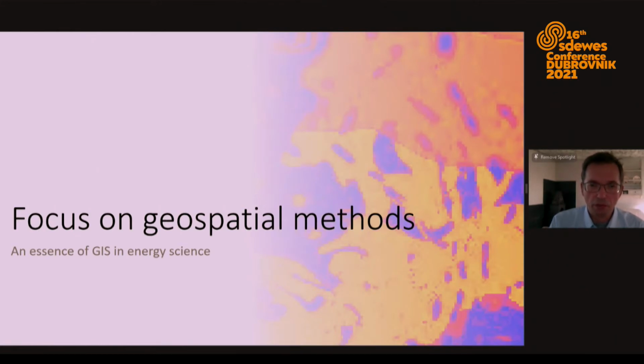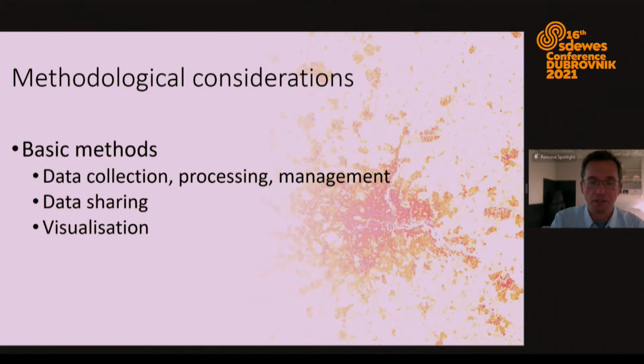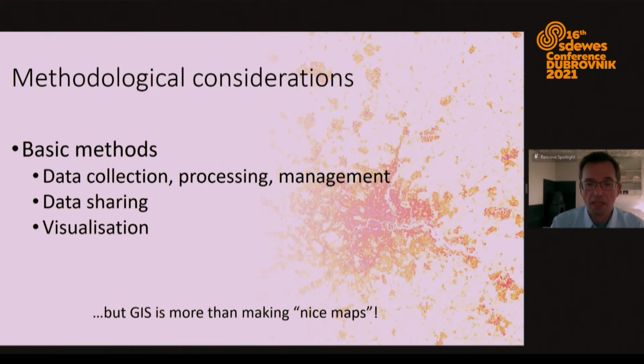I would like to focus today on a few geospatial methods to illustrate where I see an essence of GIS in energy science. And I'd like to start with some basic methodological considerations. We do have some basic methods that are similar to other fields of data science. It's about data collection, data processing, and data management. But increasingly, it's about data sharing. We speak more and more about open data, openly available data, and open data platforms. And visualization also is part of this basic set of methods. But GIS is more than making nice maps. It's also about something else, and this is what I call the essence.